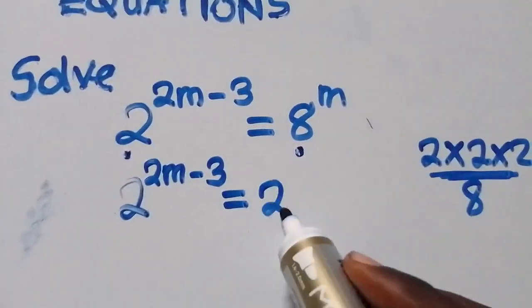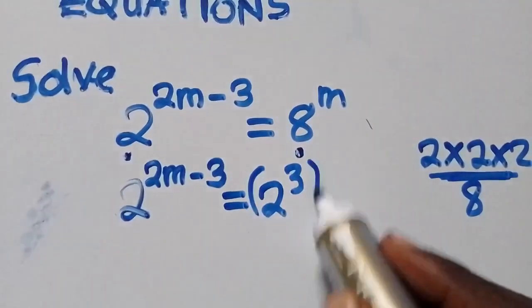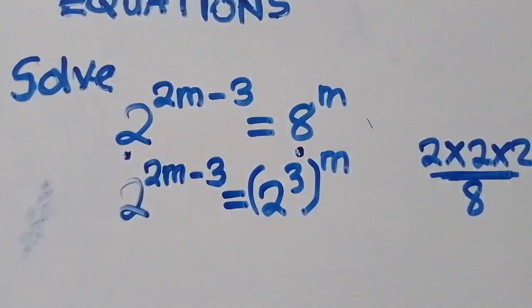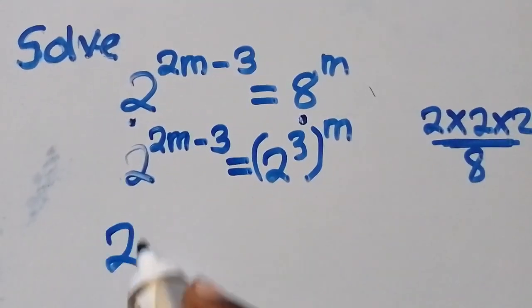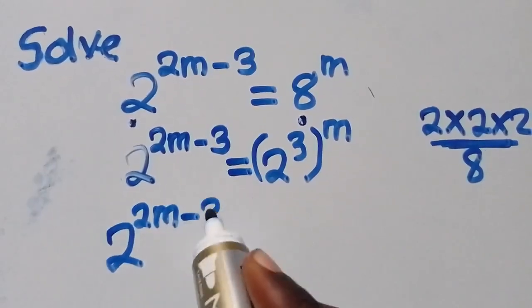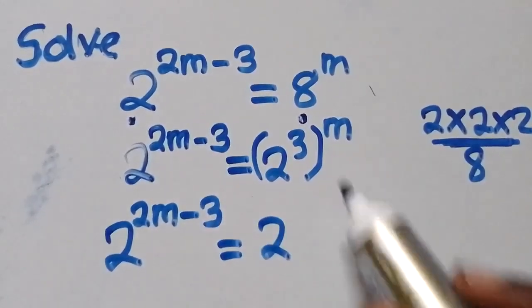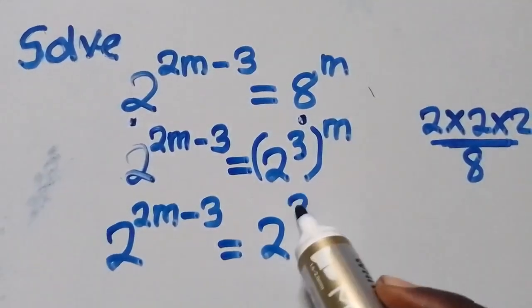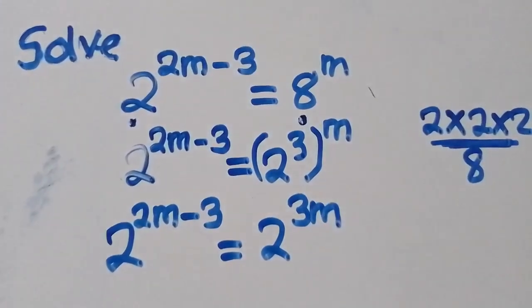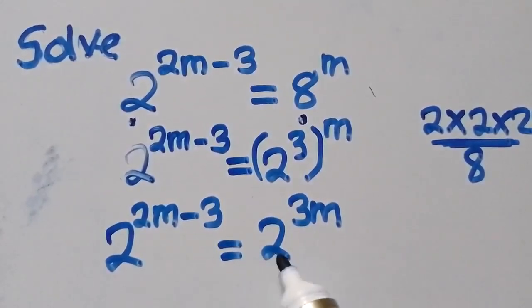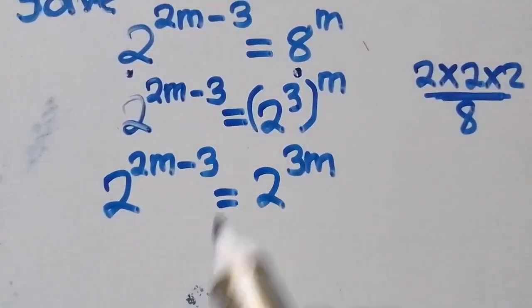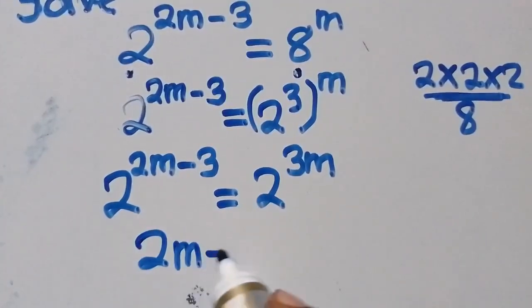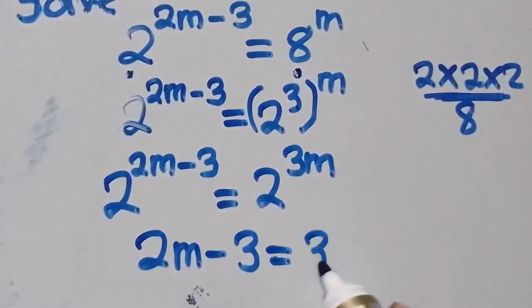So it's just the same as 2 to the power 3 in brackets, then I put m outside. This is what I'm going to do. Then I continue and say 2m minus 3 is equal to 2 to the power, you multiply there. So what are you going to have? 3m like that. Since we are having the same bases, these two bases are going to equate. The language that we normally understand is that they are going to cancel out. Then we get the powers. So 2m minus 3, which is equal to 3m.